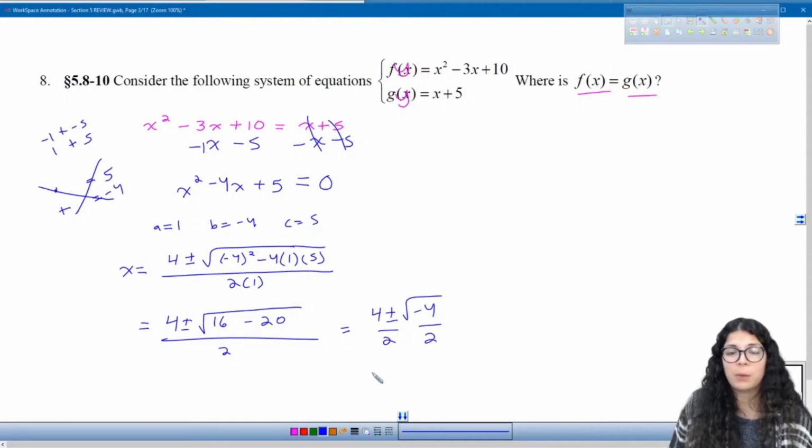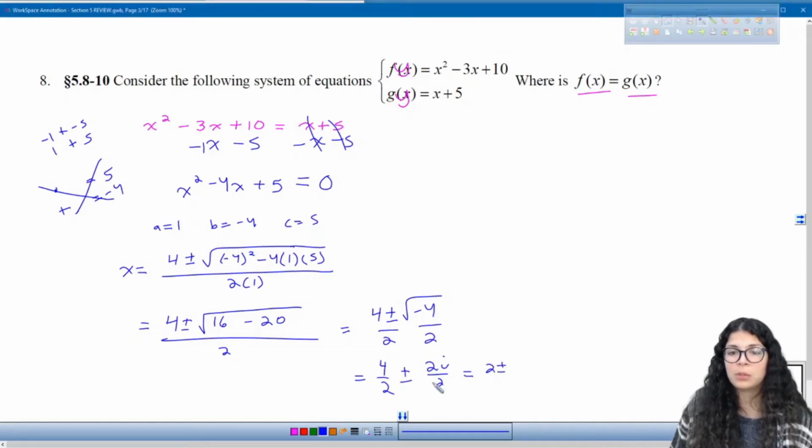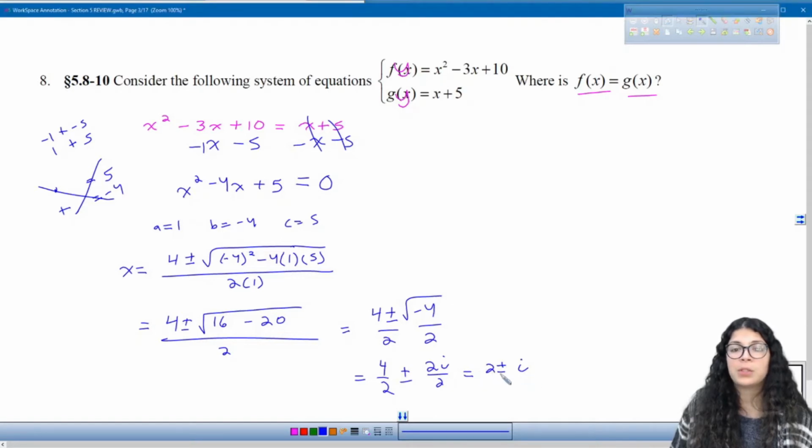And the square root of negative 4 is 2i, right? The square root of 4 is 2, and then the square root of negative 1 is i. So I have 4 over 2 plus minus 2i over 2. 4 divided by 2 is 2. 2i divided by 2 is 1i. So those are my two x values.